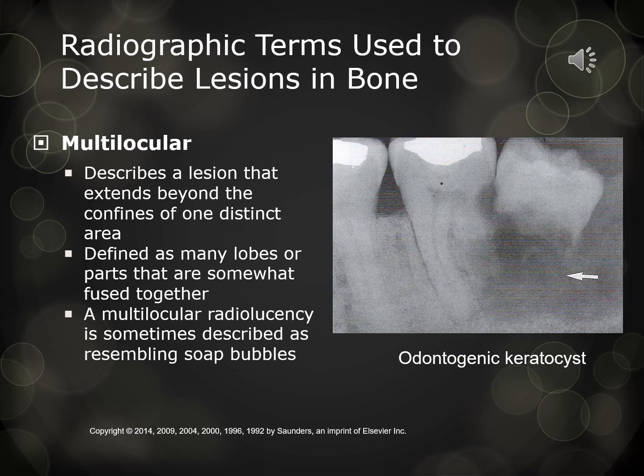Another radiographic term to describe a lesion is multiocular. This is describing a lesion that extends beyond the confines of one distinct area. It has many lobes or parts that are somewhat fused together. The multiocular radiolucency is sometimes described as resembling soap bubbles. An example of this is odontogenic keratocyst.